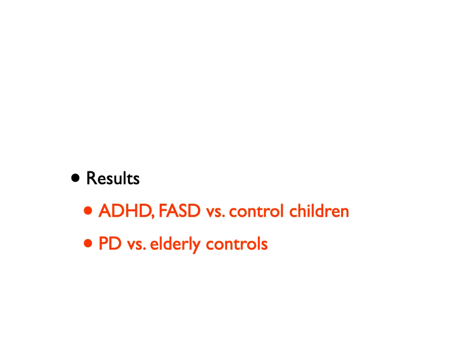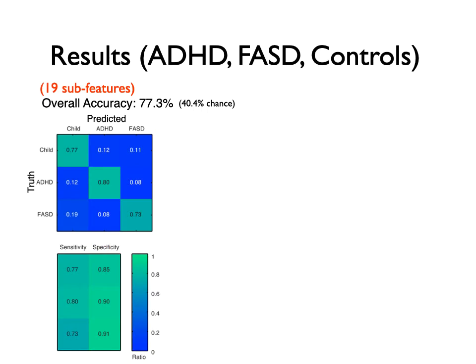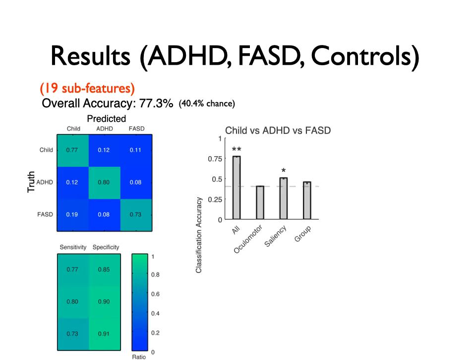eye movement recording and in this joint analysis of the video and the eye movements to actually make a difference between the groups. So I'm going to show you first with the children, and then also we'll look at Parkinson's disease in elderly patients. So in children, it worked quite well. So overall, the accuracy at the 3-way classification, ADHD, FASD, or control, was about 77%, which is way above chance. That would be 40% in this case.